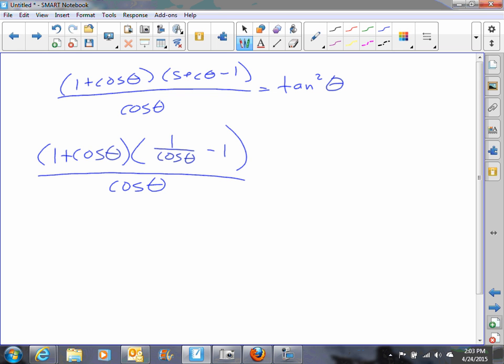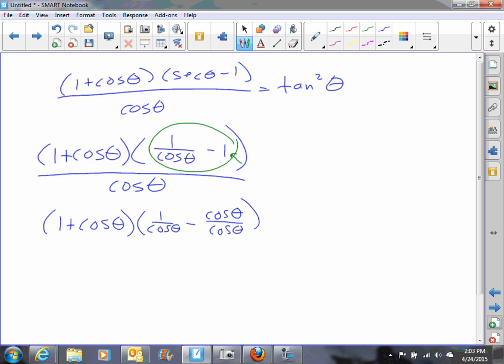Now, the next thing it might occur to us to do is that if we want to add or subtract this 1 from this 1 over cosine theta, this 1 has to become a fraction that has cosine of theta as its denominator. And so that's pretty easy to do. We get 1 plus cosine theta for this first part times 1 over cosine theta minus, now if we want 1 to be a fraction with the denominator of cosine of theta, then it's obviously cosine of theta over cosine of theta. And this is still all over the cosine of theta.